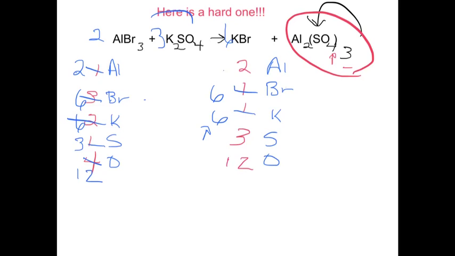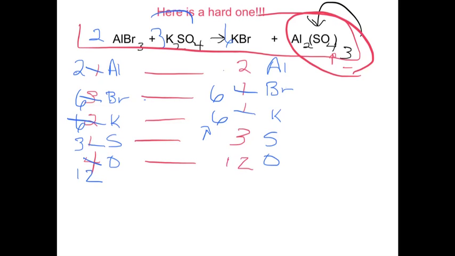So let's take a look and see if we have a balanced equation. We have the same number for aluminum, the same number for bromine, the same number for potassium, the same number for sulfur, and the same number for oxygen. So there is your balanced equation for this pretty hard chemical equation. I hope you learned how to do this. Remember to follow the 3 steps: to list, to count, and then to balance.